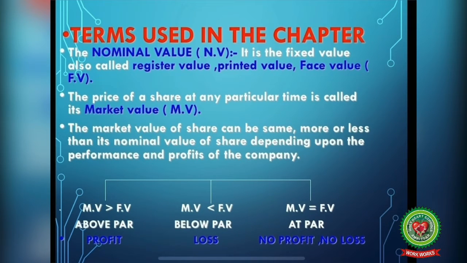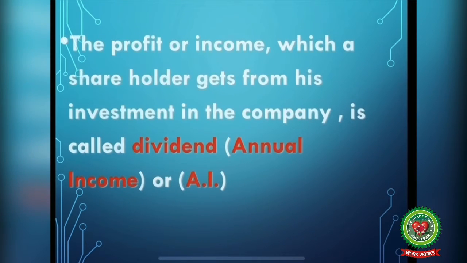If the market value is less than the face value, that is, it is below par, then the company is at a loss. Now, if market value is equal to face value, that is, the shares are at par, that means the company is at a position of no profit, no loss. The next term is the annual income. The profit or income which a shareholder gets from his investment in the company is called dividend, that is the annual income.